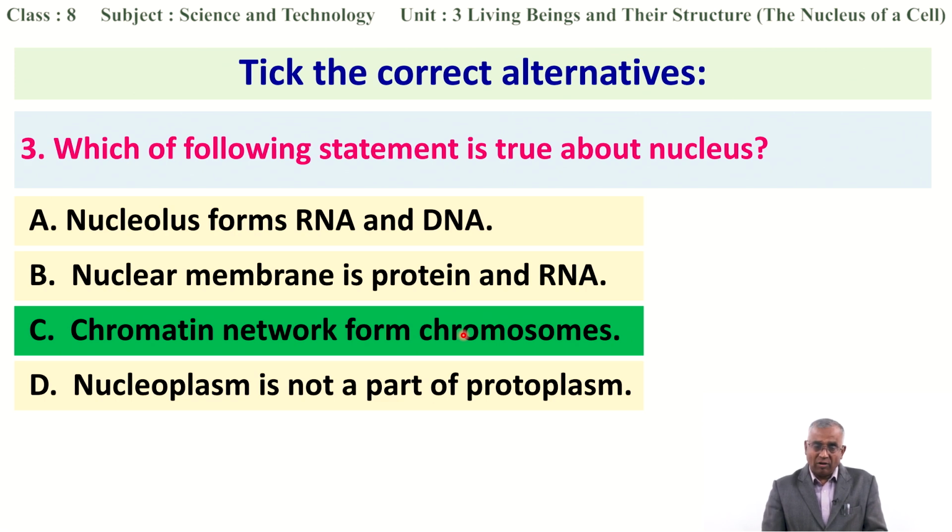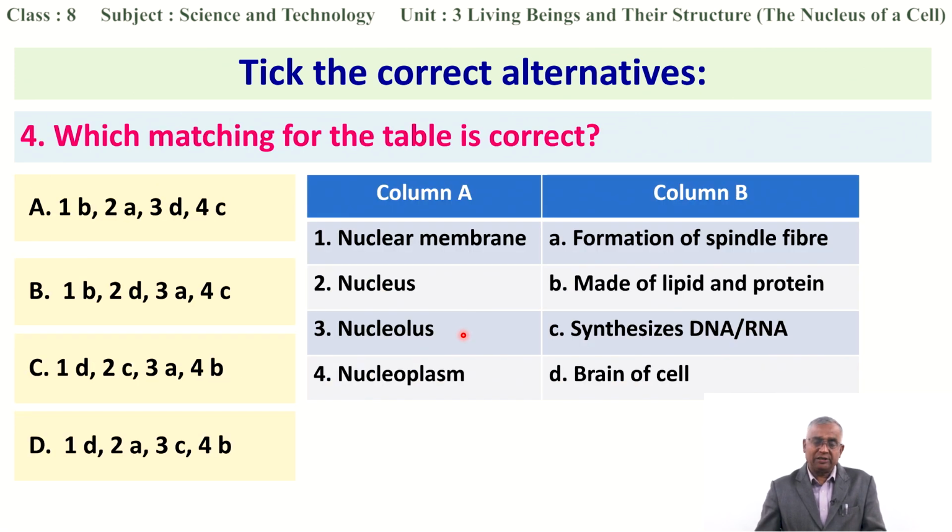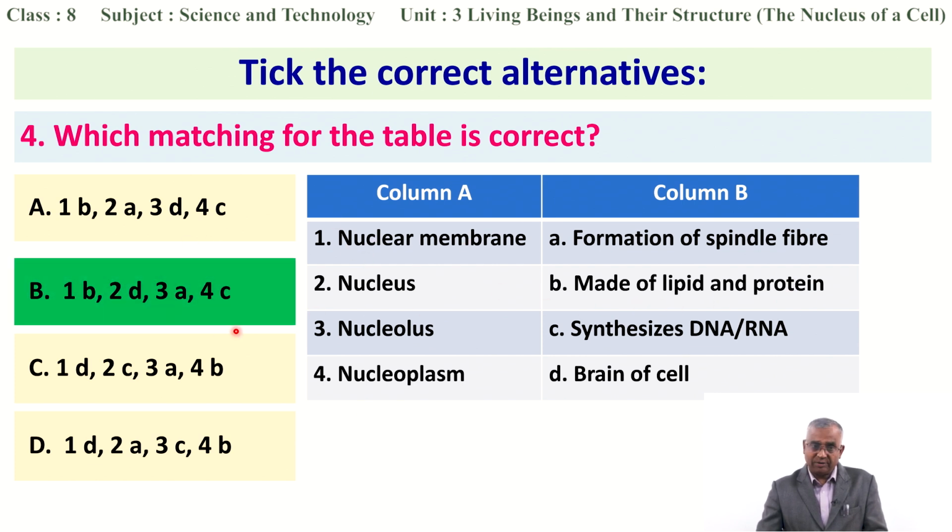Now the last multiple choice question is related with that table and this matching. Which one is correct? Just to find out. Now see whether your answer is correct or not. That is 1B, nuclear membrane made of lipid and protein. 2D, nucleus is brain of cell. 3A, nucleolus, formation of spindle fiber. The fourth one is already correct because there is no alternative remaining.